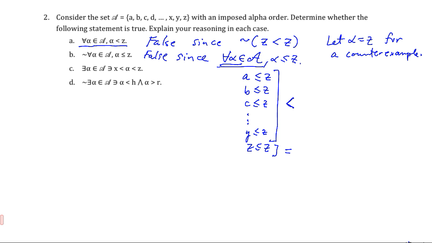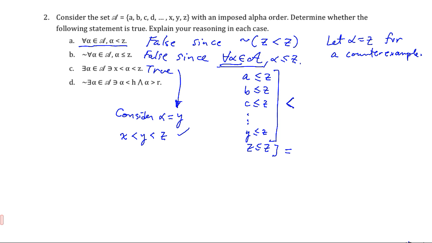For part C, it says there is some letter which is between X and Z. And this is true. And we're going to prove it's true by example. Consider alpha equal to Y. Then X is less than Y is less than Z, and we're okay on that one.